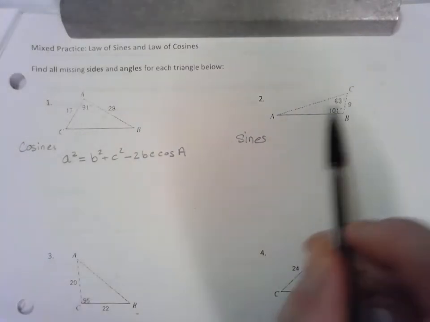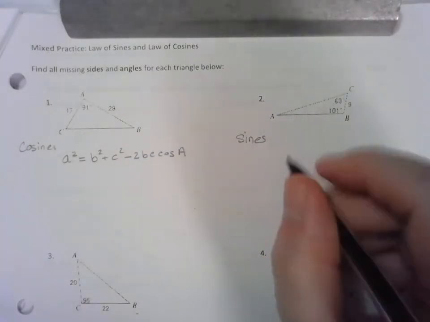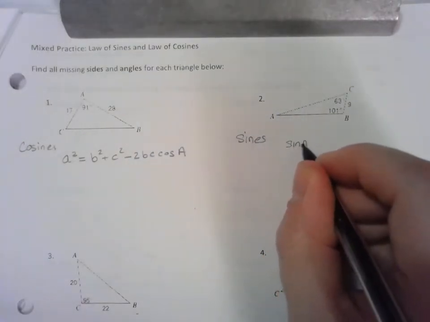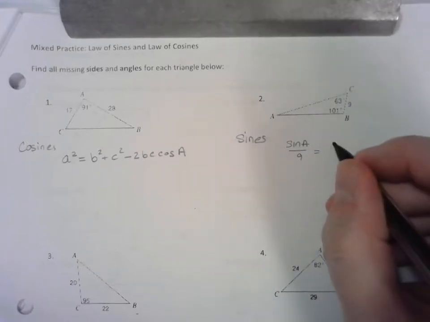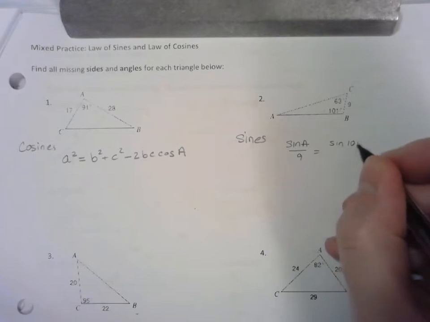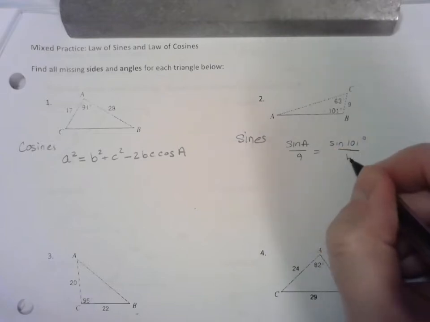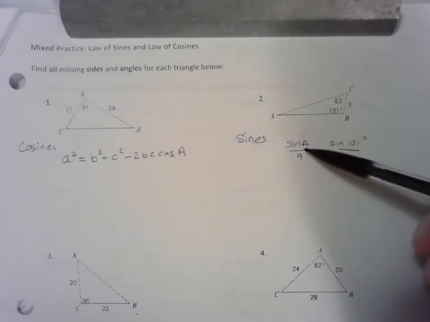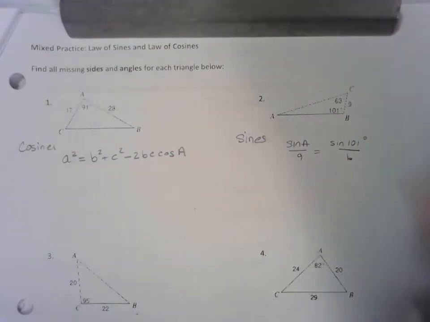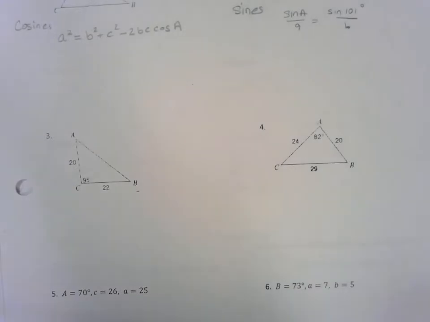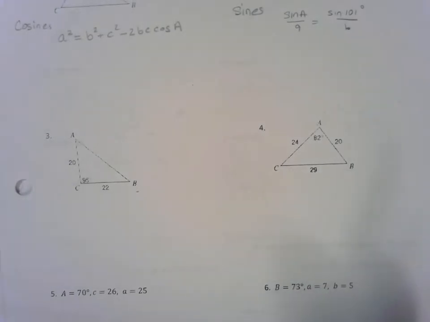What would I use it to find? To find angle A. So I'd set up sine of A divided by 9 equals, and then whichever I wanted to do next, like sine of 101 degrees divided by little b. And I would set this up after I found the angle A using your triangle sum theorem, and then we'd keep going. Let's take a look at questions 3 and 4.